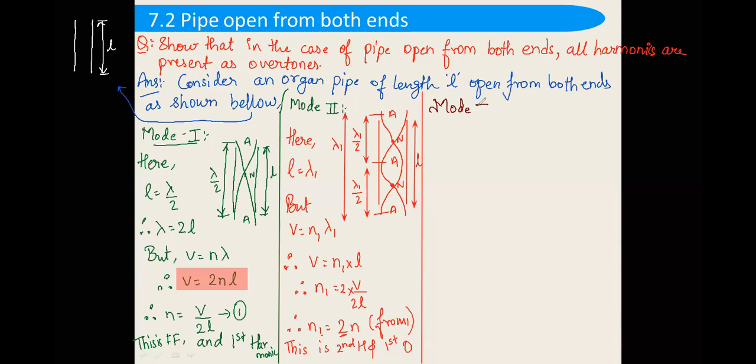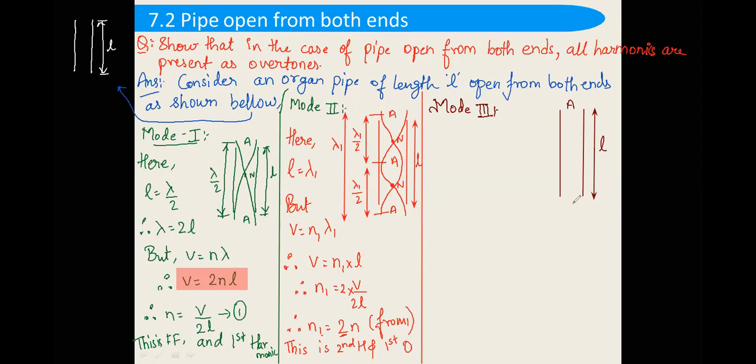Next will be mode 3. So in mode 3, again we have to draw the same organ pipe, a pipe which is open from both ends. In mode 1, mode 2, mode 3, the length of the pipe should be the same. The length of the pipe is L. The same way you have to write this in the exam. You have to make three partitions like this, and write mode 1, mode 2, mode 3 in parallel format. Then only you are going to get good marks.